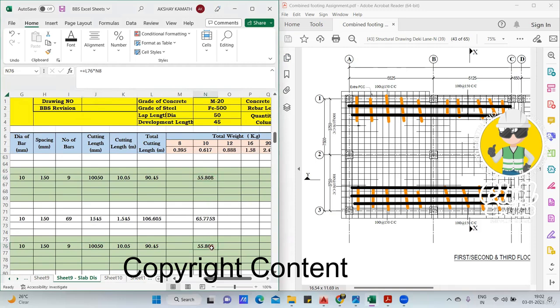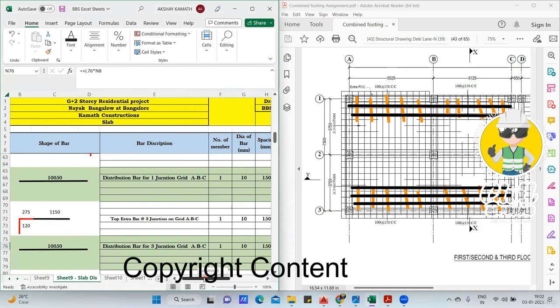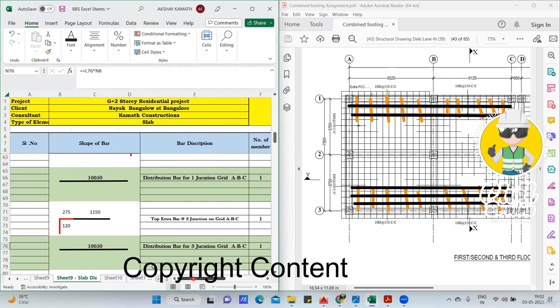55.808, 55.808. If you're doing it for the first time, I don't recommend this. But if you work on multiple projects, then you check the dimensions of both bars. If it is the same, then instead of doing it 2 times, you can just make the number of members 2.